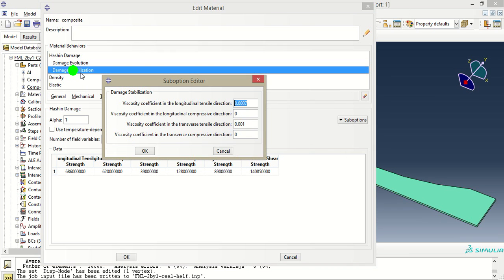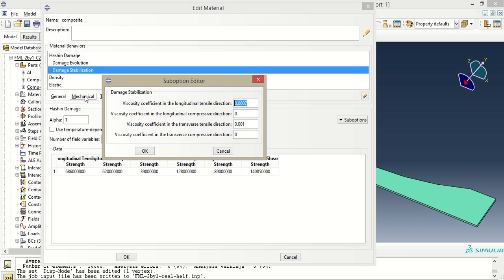Then there is some funny term called damage stabilization. I'll tell you why it is required. This is usually required to damp the system. Otherwise your fibers will fail very excessively, and in the explicit case this might terminate the program because of excessive element distortion. So it's good to include a small viscosity coefficient or a small damping to the system so that elements don't deform excessively.